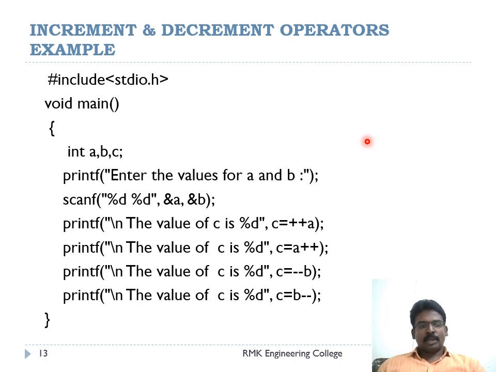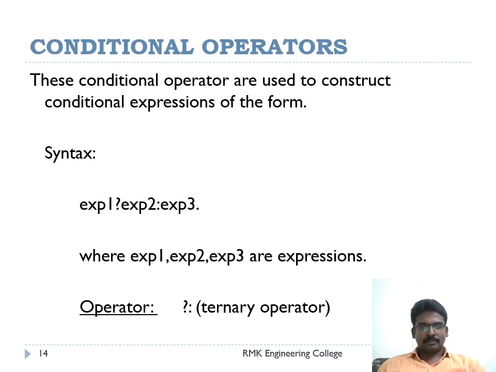They are mostly used along with looping statements to increment the loop. So coming to the conditional operators, here we are using the ternary operator. Ternary in the sense it represents 3. So here 3 expressions are involved while using this operator, that is the ternary operator.